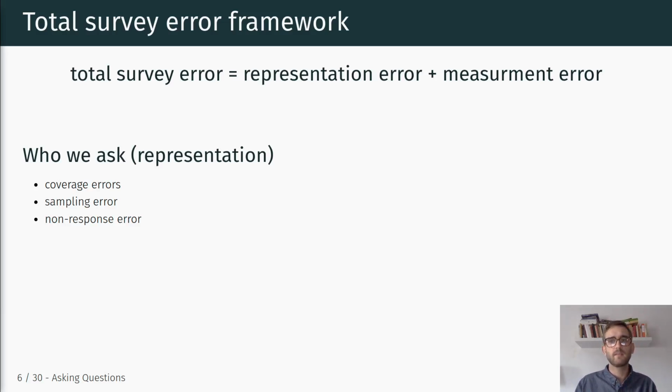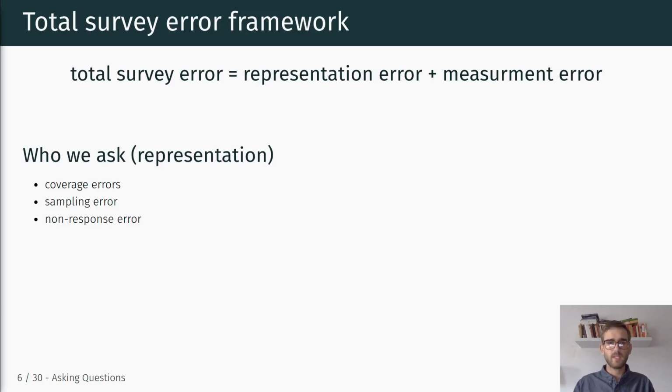Coverage error is basically error that occurs due to the fact that the frame population, so the sampling frame, or the population of the sampling frame, does not match the actual target population. Okay, then we can have sampling error, right?